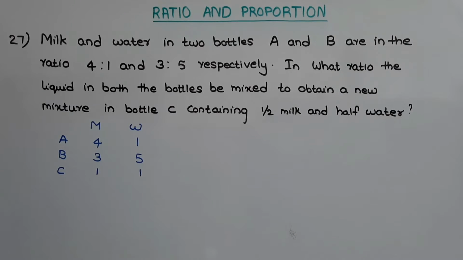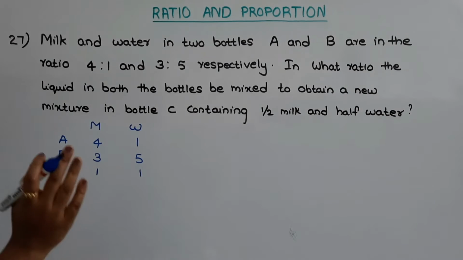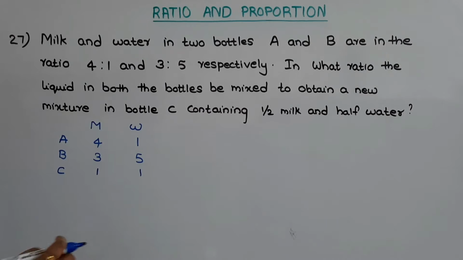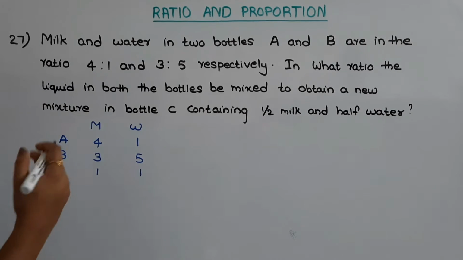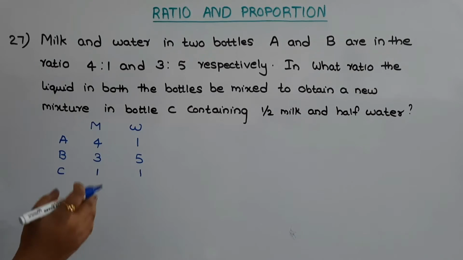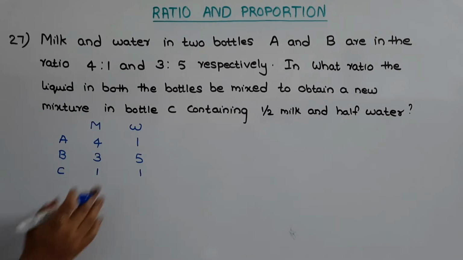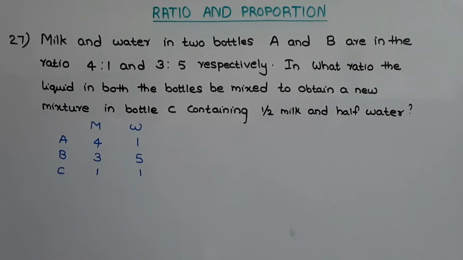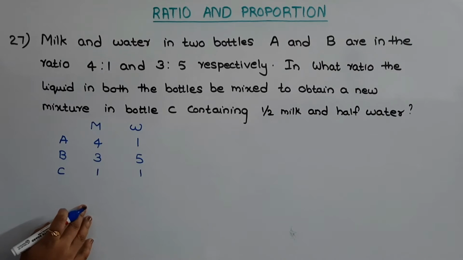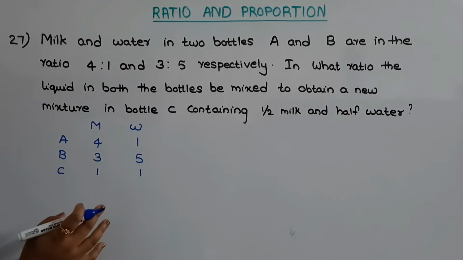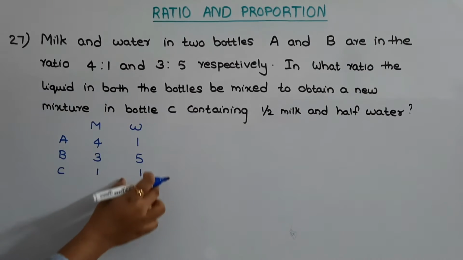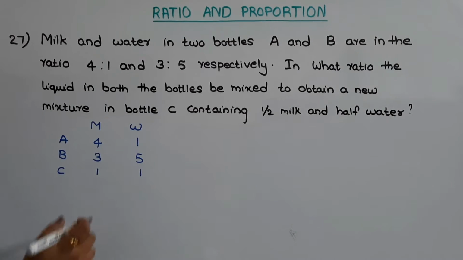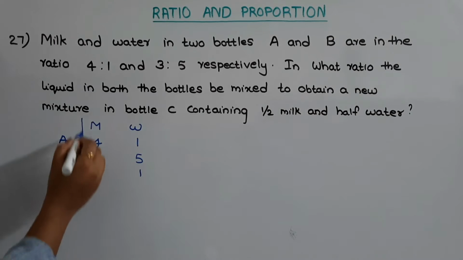So this question we are doing by alligation method. Alligation method is already explained in the previous episode. Those who want to refer to it can go through the link which is given in the description box of this episode. So when we are doing alligation method, in this question we need to consider either this milk part or this water part. So here I am considering the part of milk.